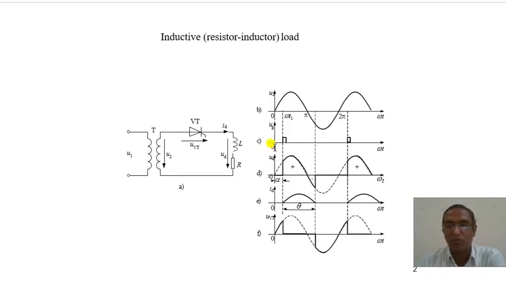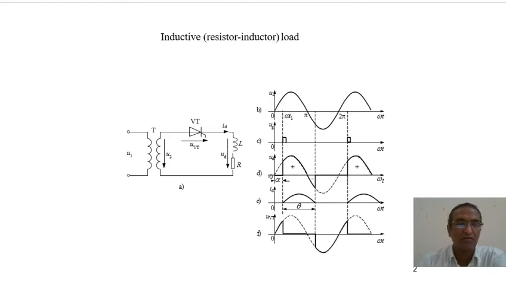Unless I apply the trigger pulse at the firing angle alpha, the thyristor will not conduct. To conduct a thyristor, I apply the gate pulse, a short trigger pulse at an angle of alpha. When I apply it, the thyristor starts to conduct, and whatever the input voltage is will be applied to the load. But the inductance will start to store the energy. In this way, the inductive load works in this thyristor circuit.